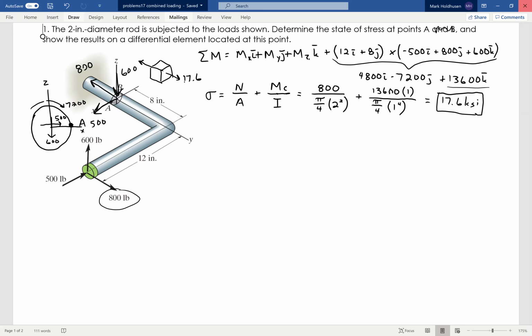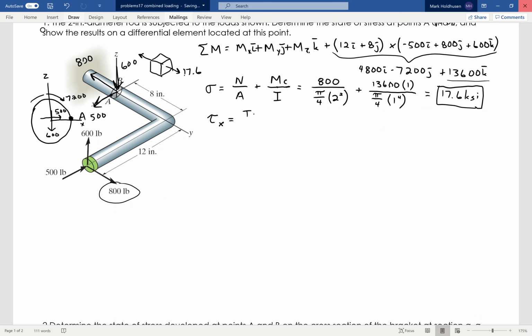Now, the shear stresses are a little bit trickier to figure out what direction everything is going in. First thing I'm going to talk about is in the x direction. So if I think about tau in the x direction, tau is Tc over J plus Vq over It. Those are the two things that contribute to the shear stress.